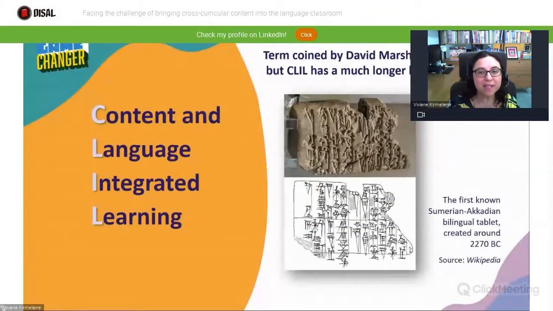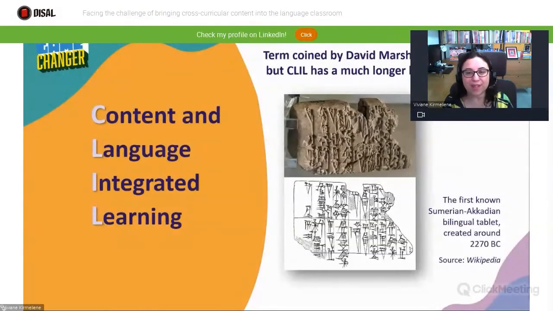So here in this picture, you can see the first bilingual tablet known. We have the tablet on the top, and then below it, we have a kind of, let's say, a transcription of the tablet, and the half on the top is, I don't know, my Sumerian is not so good, but the half on the top is in Sumerian, and the content in the half below is in Akkadian. So they had this bilingual tablet. This is, I don't know, so old.